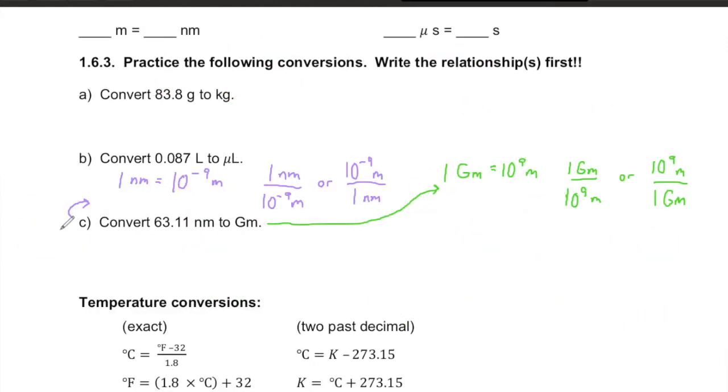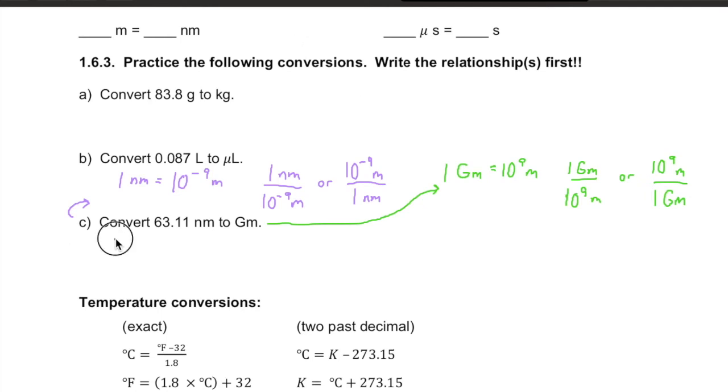So for this last problem, C, we don't have a direct relationship between nanometers and gigameters. Some people are really good at the metric system, so they might be able to figure one out. The way I usually think about it is in 2 steps. So I know that a nanometer is 10 to the minus 9 meter, and these are the 2 conversion factors that come from that relationship. And a gigameter is 10 to the 9th meters. So here are those 2 conversion factors.